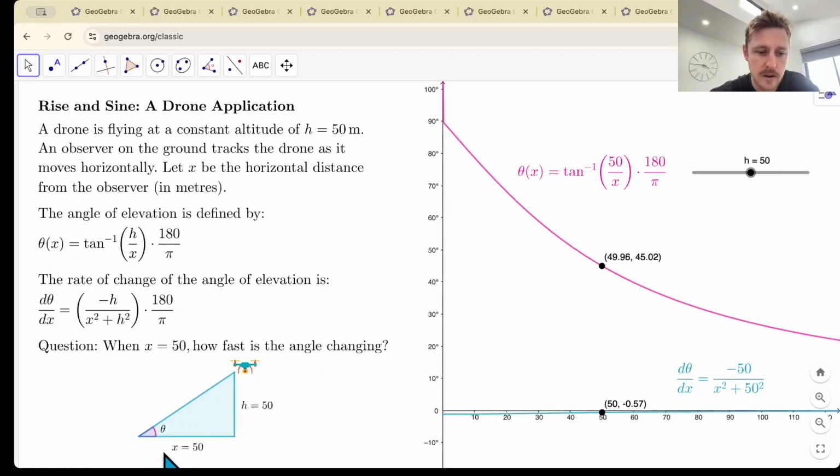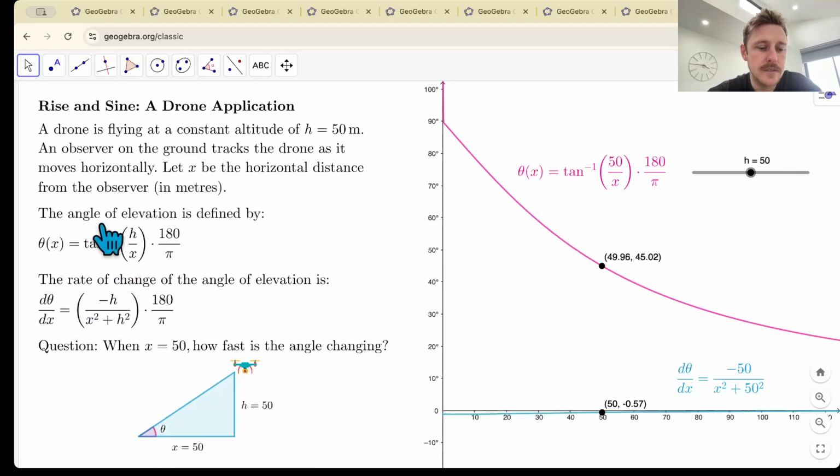So if we look at this diagram down here, imagine you're standing at this end of the triangle, the drone's up here. The horizontal distance will be mapped along the x-axis, and it's flying at an altitude of 50 meters. And the question is, how does the angle of elevation that you're looking at the drone change depending on how far away the drone is from you horizontally?